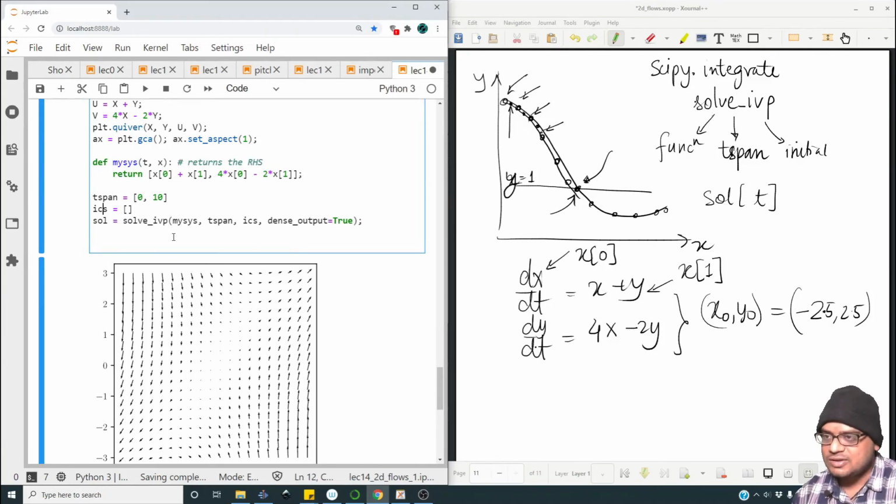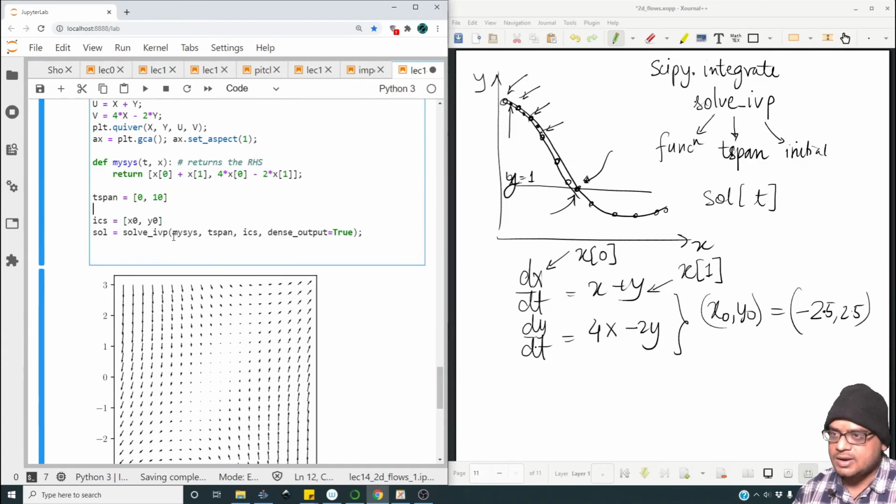So ICs will be simply minus 2.5 comma 2.5, or actually we can soft code it as x naught and y naught. So let me call it x0 comma y0, and let x0 be equal to minus 2.5, and let y0 be equal to 2.5.